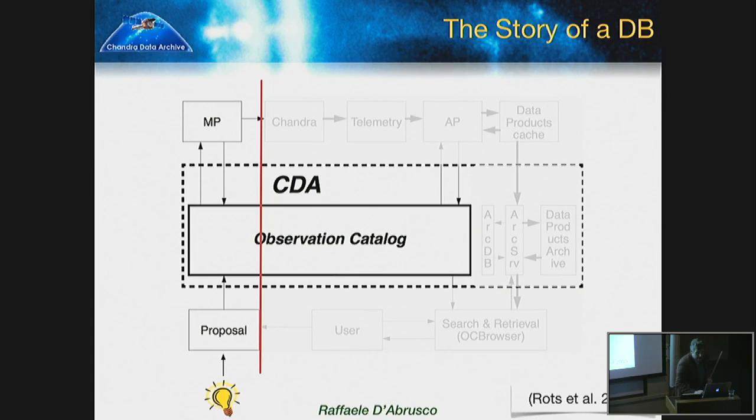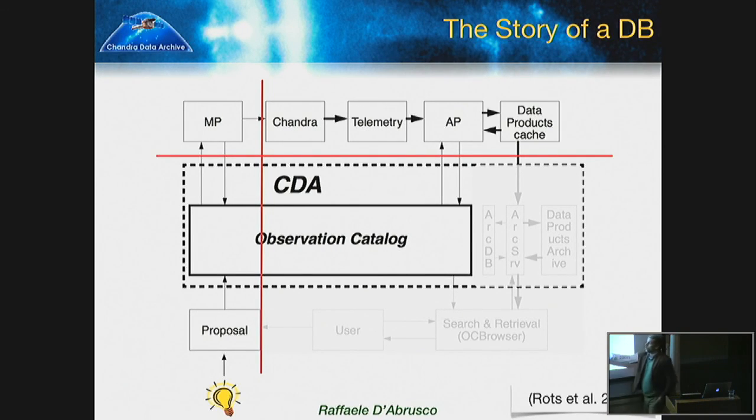Once mission planning has come up, and of course science operation teams have come up with the best possible combination of parameters, the whole package of commands that have to make this strategy work are sent to Chandra. And Chandra observes the targets and produces telemetry that is sent back to Earth, and it's usually passed through automatic processing, AEP. Some of the data products are cached in a storage that makes it possible to go back at the data if we need to do something more.